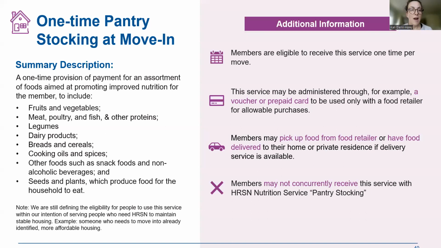One-time pantry stocking. This is also a service description that is connected with moves. So members would be eligible for this one time per move. As Julie mentioned, it differs from the nutrition benefit in that it's connected to a move and it's a one-time cost as opposed to a recurring monthly pantry stocking. But similar to nutrition, it includes things like fruits and vegetables, proteins, legumes, dairy products, breads and cereals, etc. And there is flexibility in terms of how it is administered and how it is either delivered or picked up.